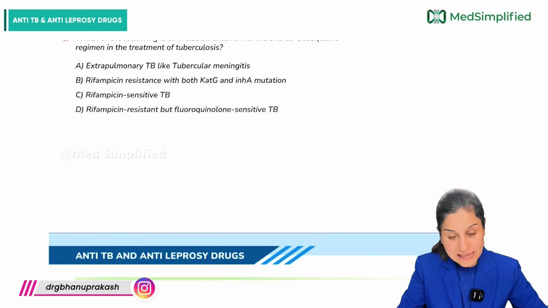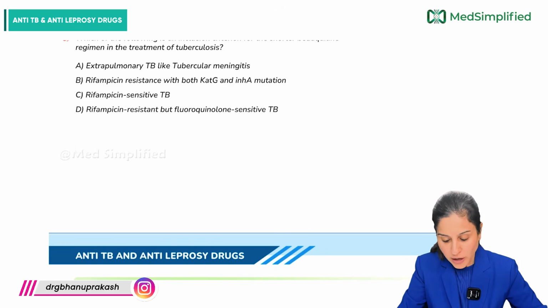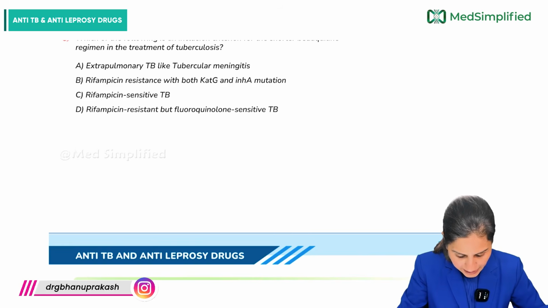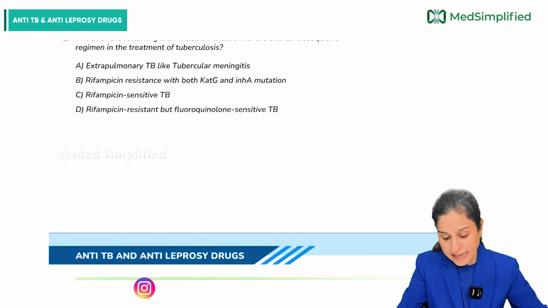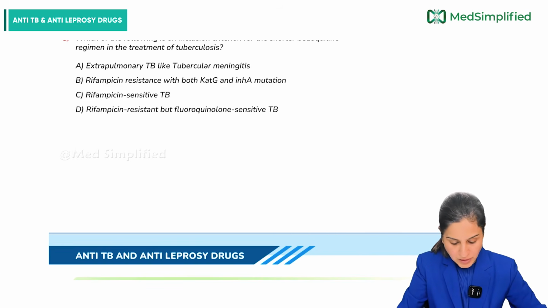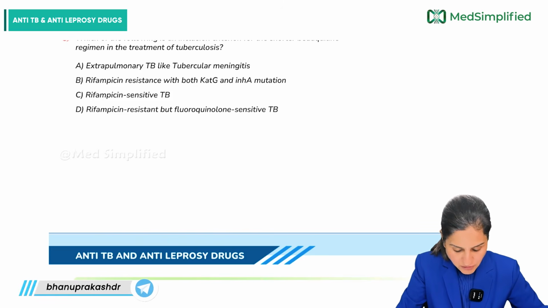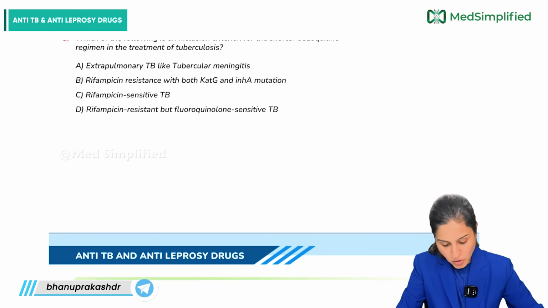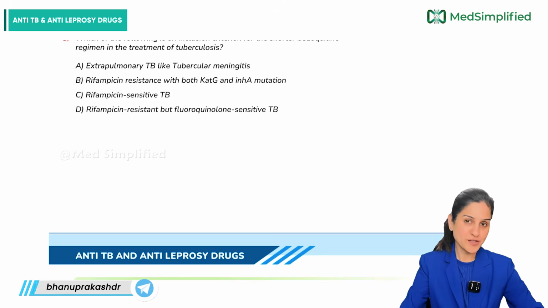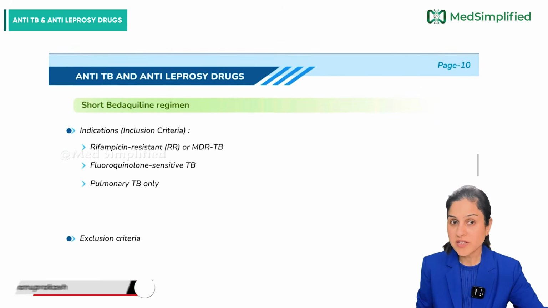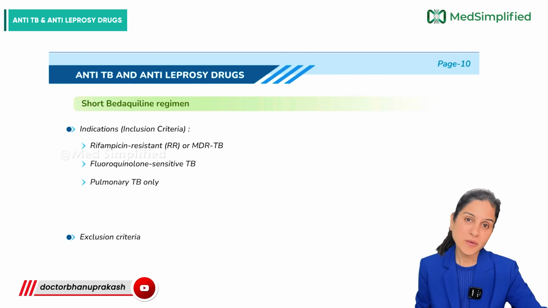Which of the following is an inclusion criteria for the shorter bedaquiline regimen in the treatment of tuberculosis? Number 1, extrapulmonary tuberculosis like tubercular meningitis; 2, rifampicin resistance with both CATG and INH mutation; 3, rifampicin sensitive tuberculosis; or 4, rifampicin resistant but fluoroquinolone sensitive tuberculosis. So let's see the exclusion criteria and the inclusion criteria for the short bedaquiline regimen.